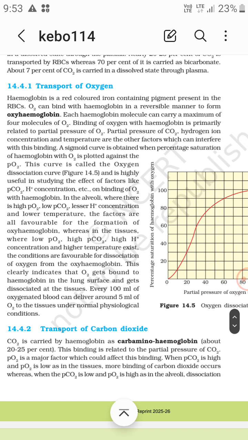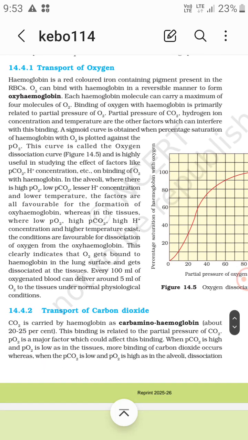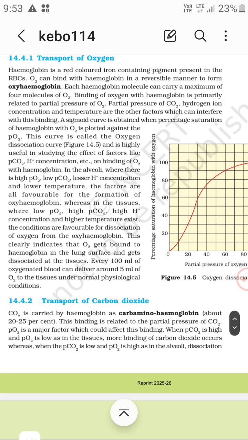Binding of oxygen with hemoglobin is primarily related to the partial pressure of O2. Partial pressure of CO2, hydrogen ion concentration, and temperature are the other factors which can interfere with this binding.